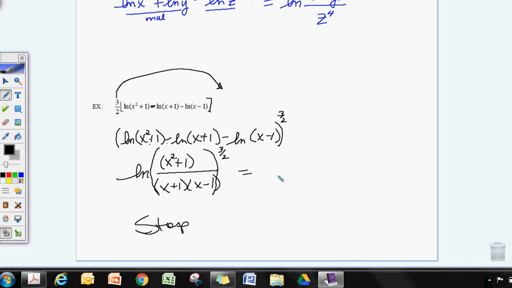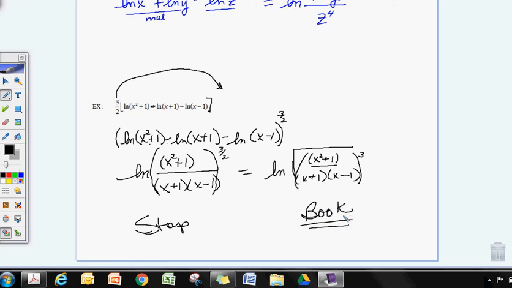The book will rewrite this as the, oops, erase. Sorry. The book will rewrite it as the natural log of the square root of x squared plus 1 all over x plus 1 times x minus 1. And then they would either cube everything here, or I could have put the cube on the outside. This would be more of a book solution.